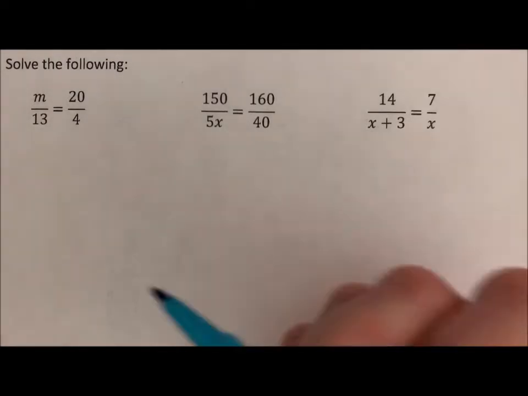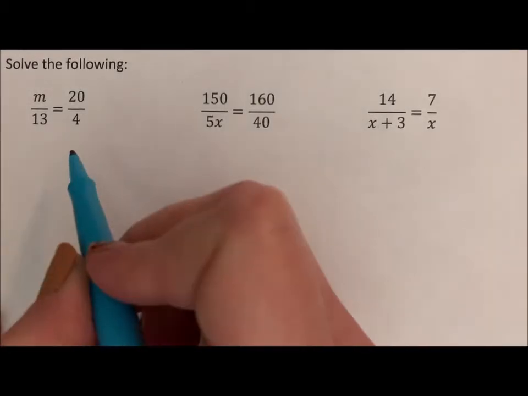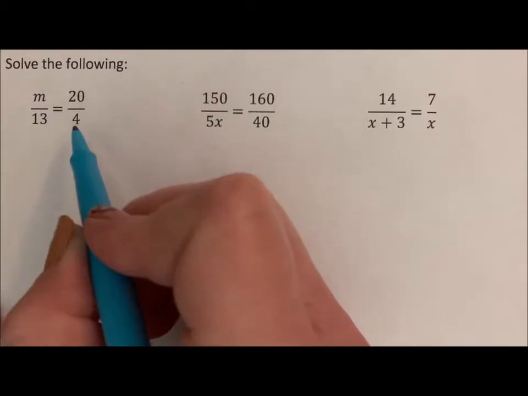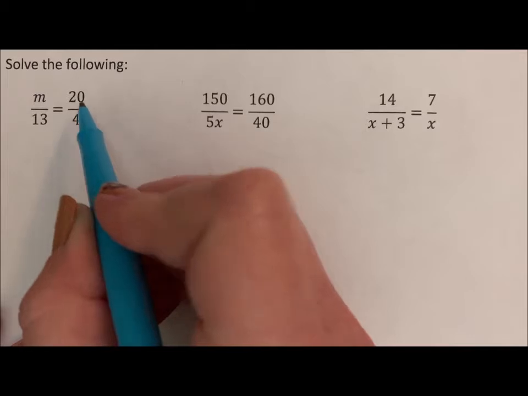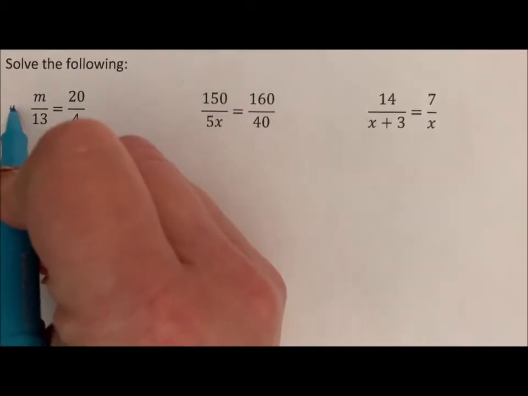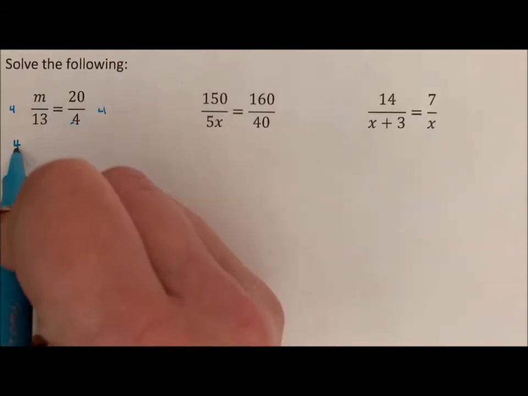Okay, for this first example, I'm going to show you a couple of ways of doing it. The first way is I'm just going to cross multiply. When we cross multiply, what we're doing is essentially multiplying this 4 to both sides. If I multiply a 4 to both sides, I'm multiplying a 4 here and a 4 here, the 4's cancel and I'm left with 4m.